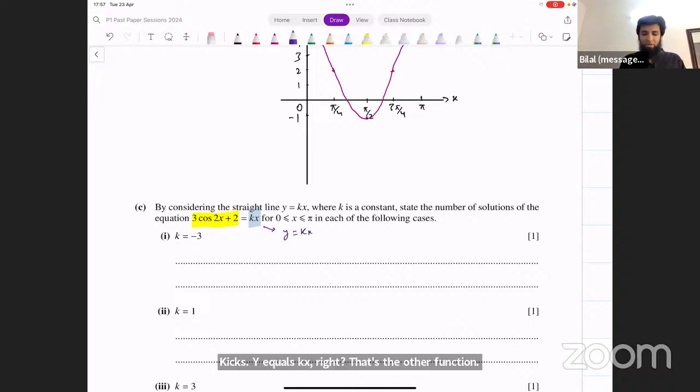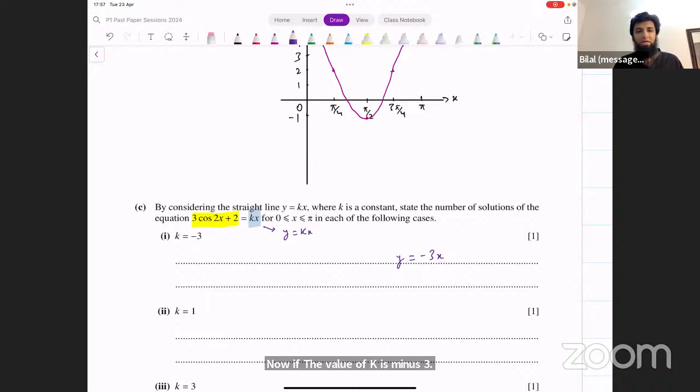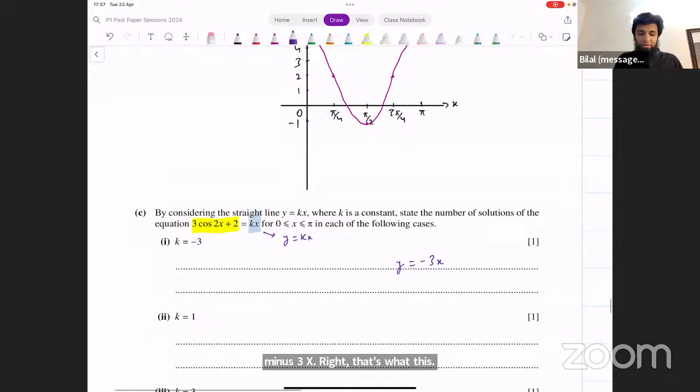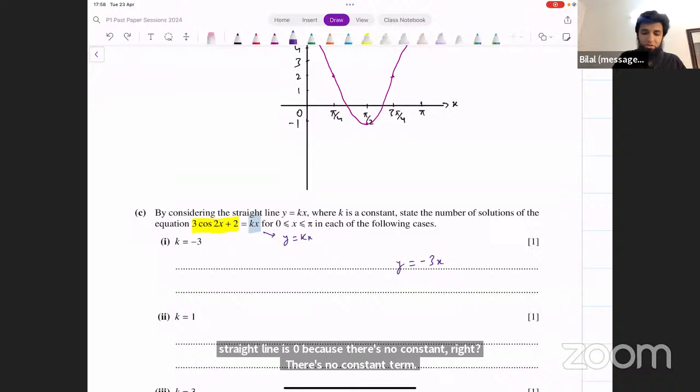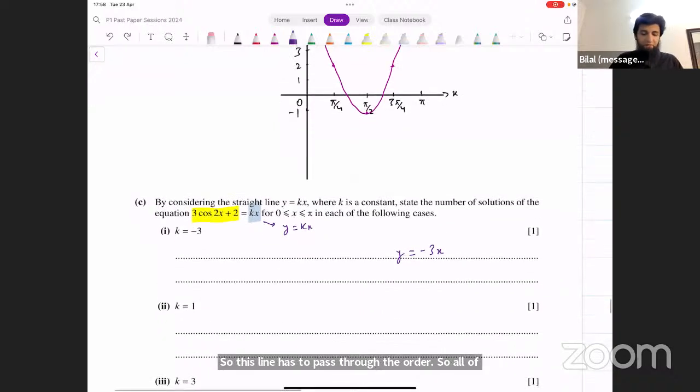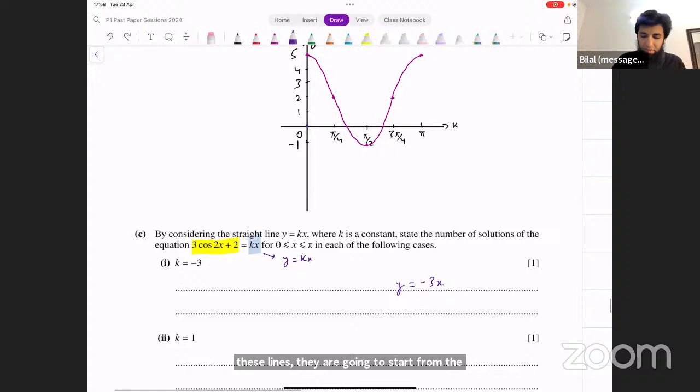Now, if the value of k is minus 3, what does that mean? It will look like this, y equals minus 3x, right? That's what this line would look like. Now, you see, the y-intercept of this straight line is 0 because there's no constant term, right? There's no constant term. So this line has to pass through the origin. So all of these lines, they are going to start from the origin. They will start here at the origin. Okay. And now from the origin, in which direction is this line going to be in?